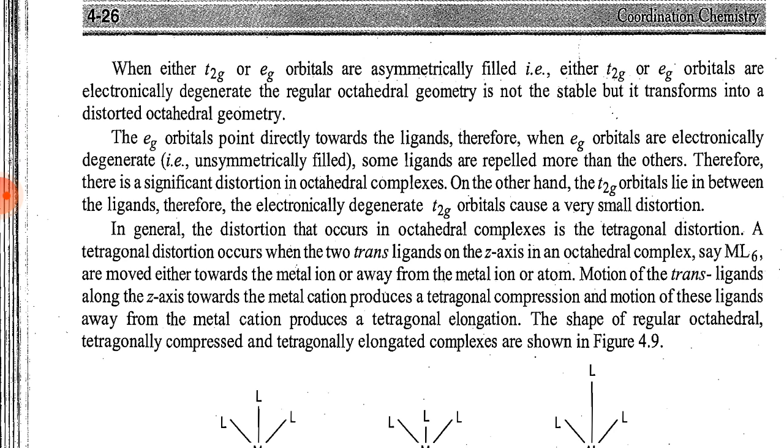When either the t2g or eg orbitals are asymmetrically filled, that is, electronically degenerate, the regular octahedral geometry is not stable, but transforms into a distorted octahedral geometry. The eg orbitals point directly towards the ligands. Therefore, when the eg orbitals are electronically degenerate, that is, unsymmetrically filled, some ligands are repelled more than others, so there is a significant distortion in the octahedral complex. On the other hand, the t2g orbitals lie in between the ligands. Therefore, electronically degenerate t2g orbitals cause a very small distortion.